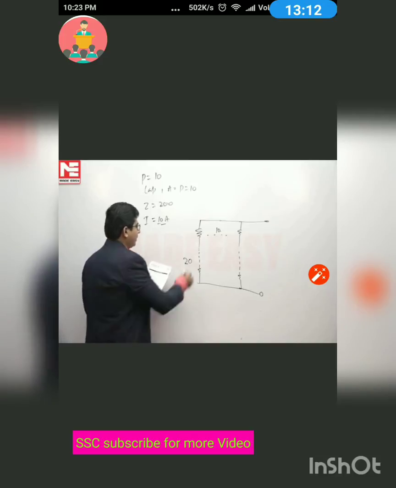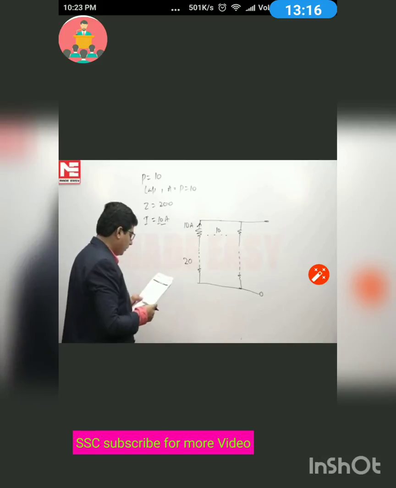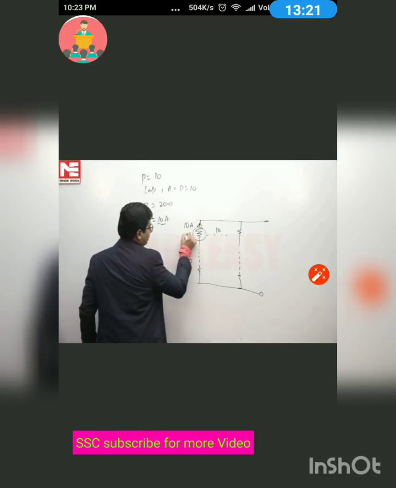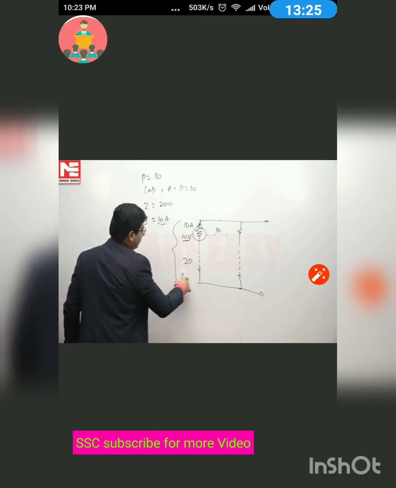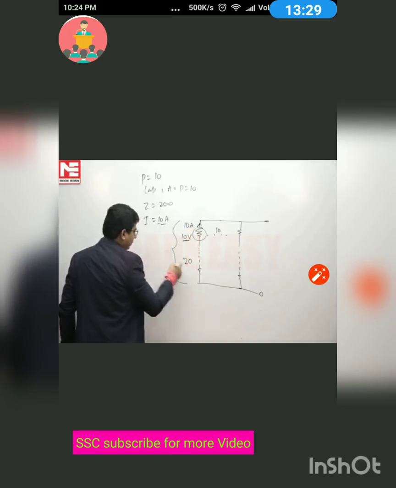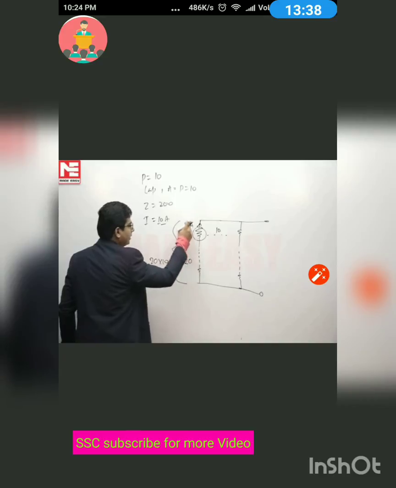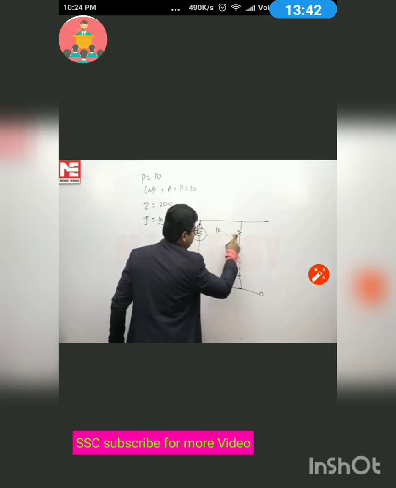The current carrying capacity is 10 ampere, and the average induced EMF per conductor is 10 volt. So the EMF per parallel path will be, in one conductor 10 volt, and there are 20 conductors, so 20 into 10, that is 200 volt is the induced EMF per parallel path. And in one parallel path the current is 10 ampere, and there are 10 parallel paths.